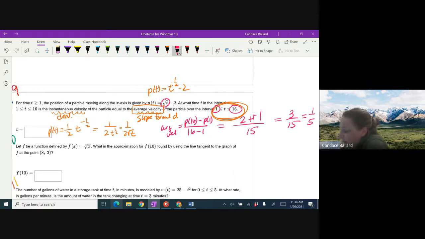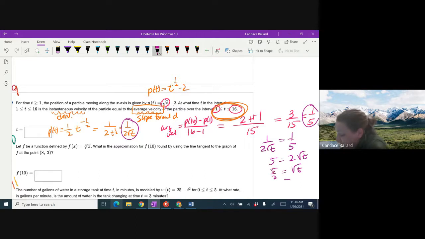Okay, so now I got to finish this because I haven't found t yet, right? So we're going to take these two and set them equal to each other. So 1 over 2 square root of t equals 1/5. Let's see, cross multiply, so 5 equals 2 square root of t. Move the 2 over. I'm going to square both sides, so I get 25/4. Does that sound good? I think that should be the right answer in there, 25/4.